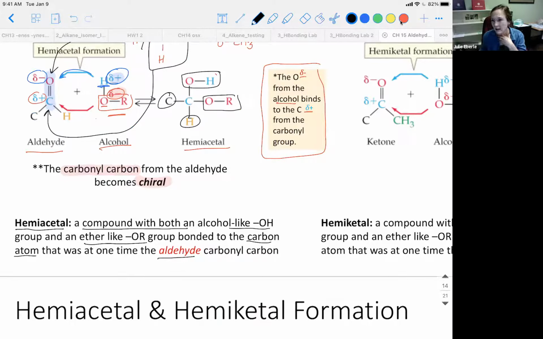It's not an aldehyde anymore because we don't have a carbon-oxygen double bond. Now we call this a hemiacetal. So the telltale sign of when you have a hemiacetal is when you have an alcohol group and an ether group bonded to the same carbon. That is a hemiacetal.